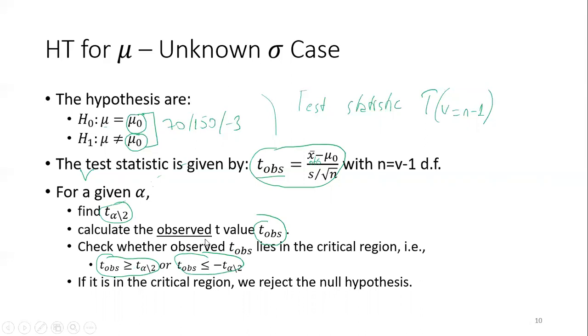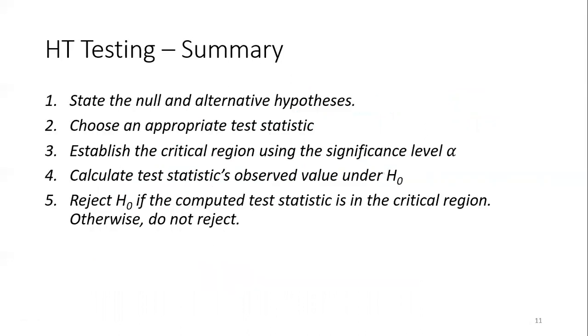If it is in the critical region, then we just reject the null hypothesis. So remember the steps for hypothesis testing. The first step is to state the null and the alternative hypothesis. H0: mu is equal to 70 versus mu is not equal to 70. Of course, this is a particular example. It's not always 70.